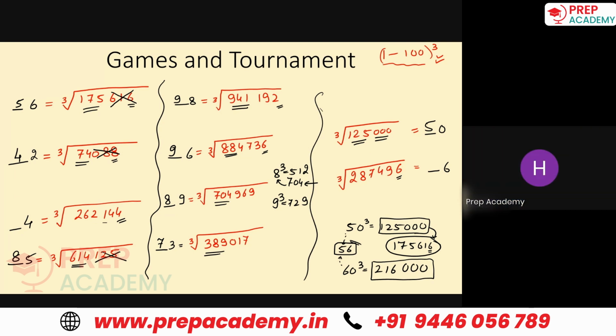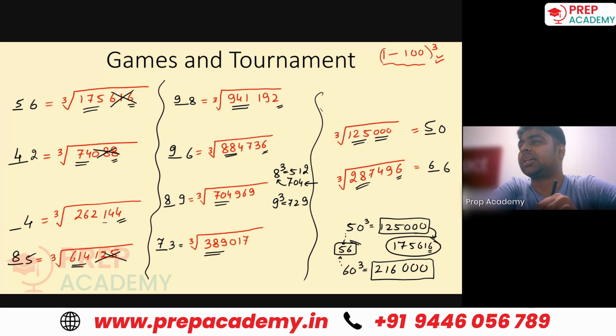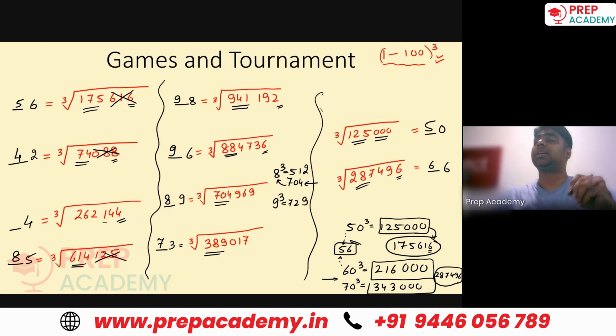The next one. 66. Yes. Because 60 cube is 216,000 and 70 cube is 343,000. Between these two numbers, the number 287496 would be coming, and that's why it would be a number which is more than 60, less than 70, and ending with a 6. Only one number can exist, that is 66.